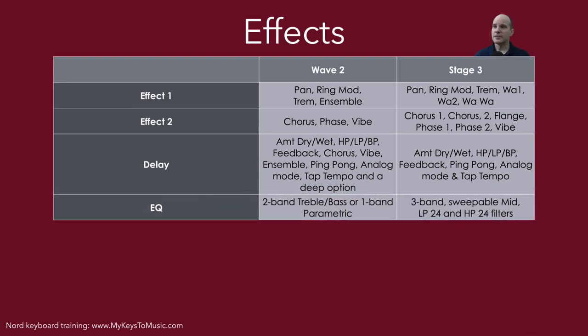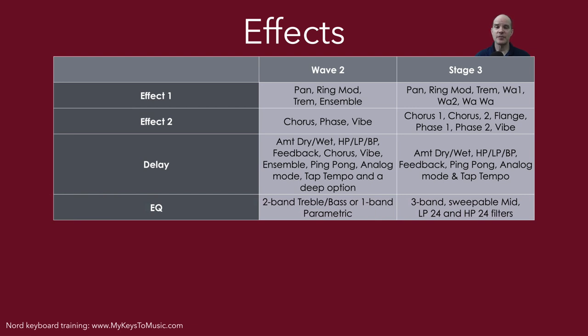EQ, I think the Stage 3 has a slightly better EQ configuration. The Wave 2 has an option where you can either have a two-band EQ, one for treble and one for bass, pretty easy to understand, or you can combine those two knobs for a one-band EQ, but a parametric EQ where you can emphasize or de-emphasize a particular range of frequencies on a scale. You could consider it sweepable. So those are the options on the Wave 2.